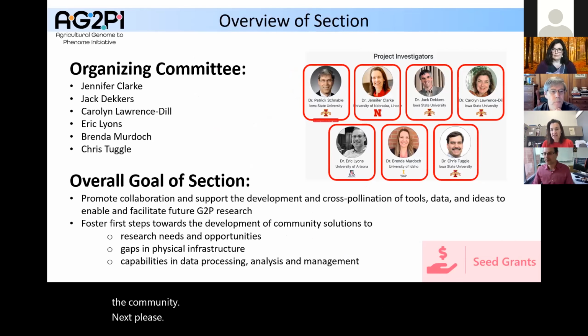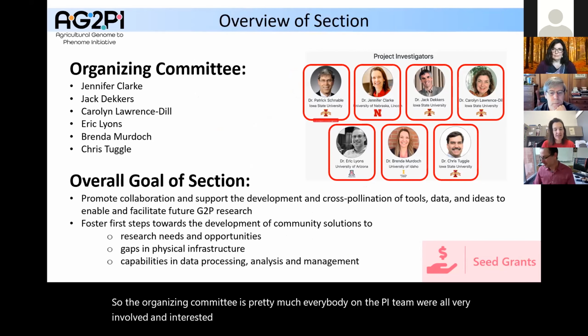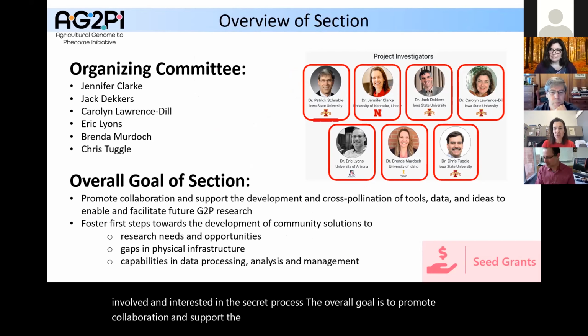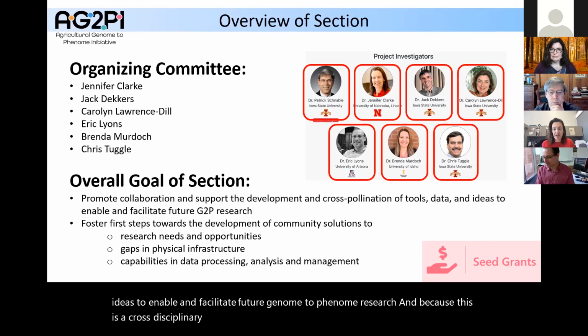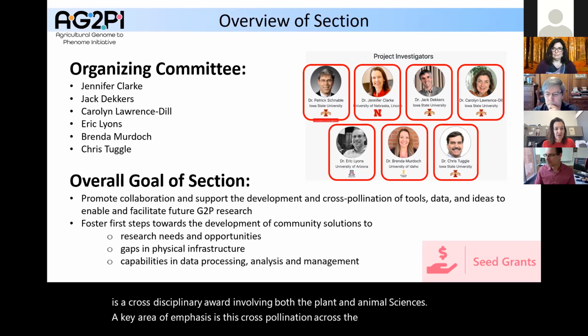So the organizing committee is pretty much everybody on the PI team. We're all very involved and interested in the seed grant process. The overall goal is to promote collaboration and support the development and cross-pollination of tools, data, and ideas to enable and facilitate future genome-to-phenome research. And because this is a cross-disciplinary award involving both the plant and animal sciences, a key area of emphasis is this cross-pollination across the plant and animal genome-to-phenome communities.